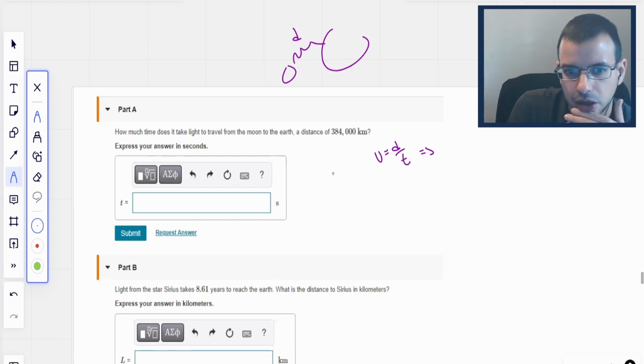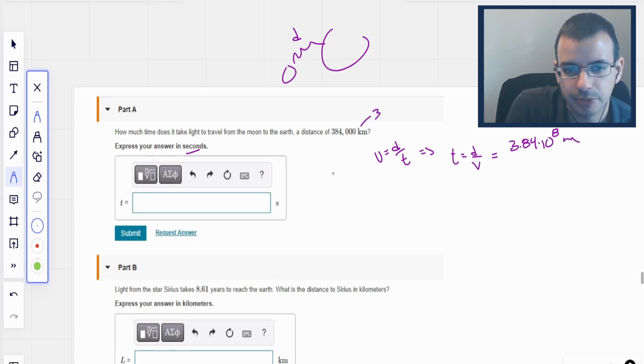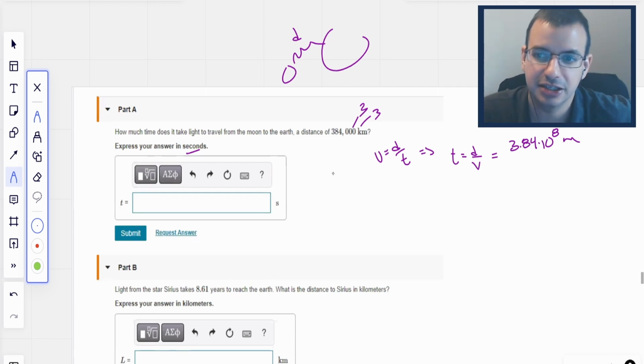Therefore, if we're looking for time, I'm going to solve for time. Time equals distance divided by velocity. The distance in this case is going to be, I'm going to write this as 3.84 times 10 to the 8th meters. So we have 3 zeros from kilo, 3 zeros from the 3 zeros, then I move the decimal place over 2. That gave me 8 decimal places.